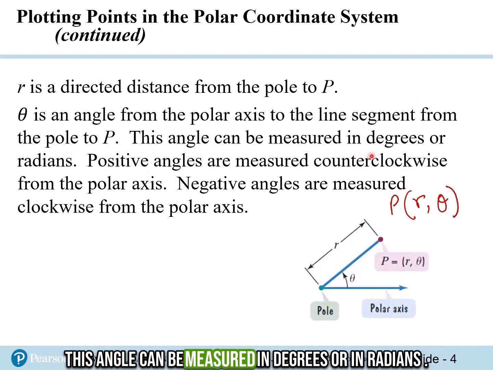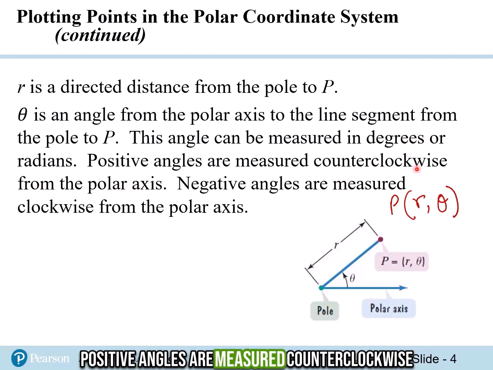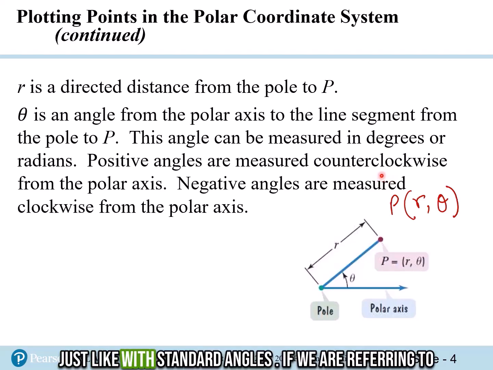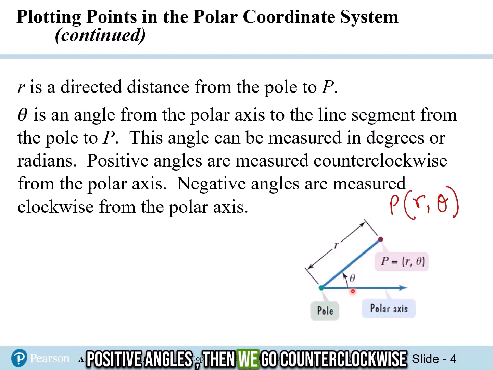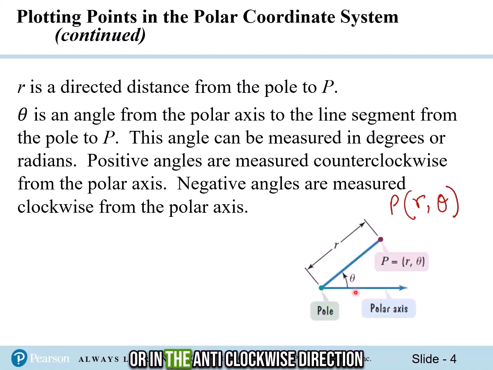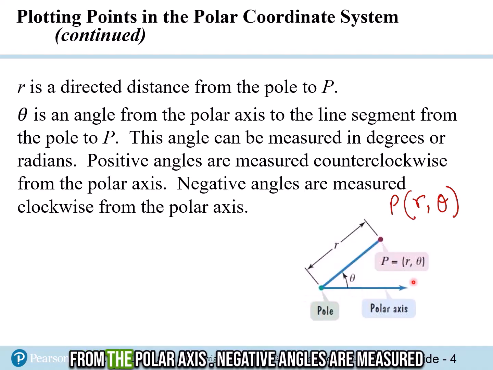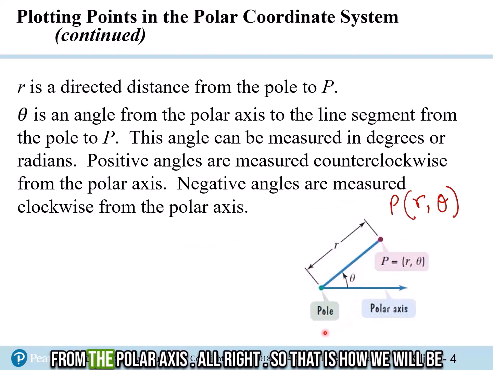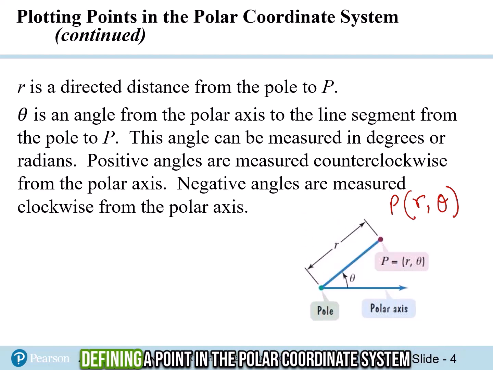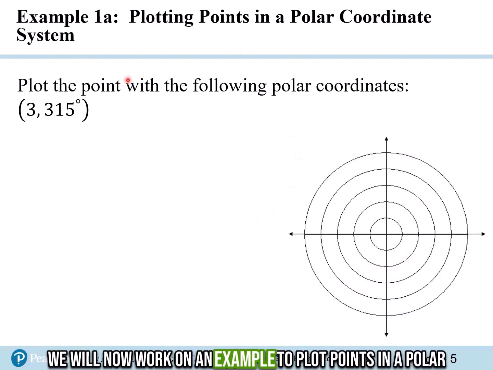This angle can be measured in degrees or in radians. Positive angles are measured counterclockwise, just like with standard angles. If we are referring to positive angles, then we go counterclockwise or in the anti-clockwise direction from the polar axis. Negative angles are measured clockwise from the polar axis. All right, so that is how we will be defining a point in the polar coordinate system. We will now work on an example to plot points in a polar coordinate system.